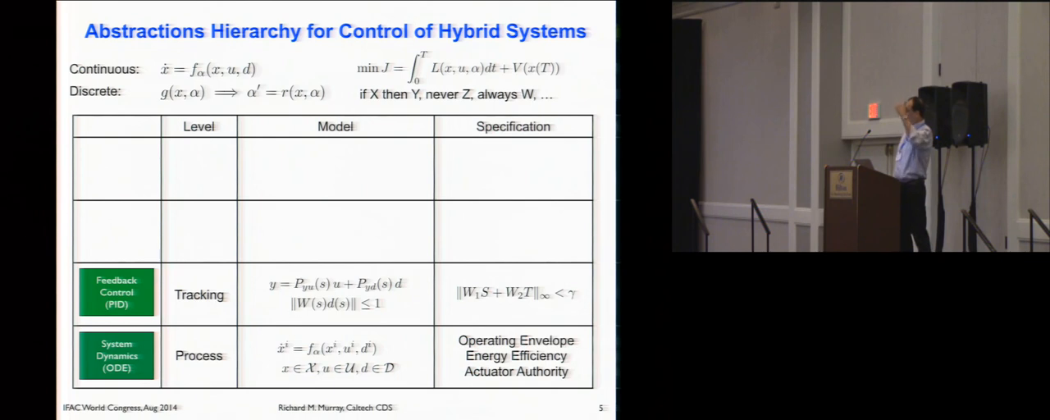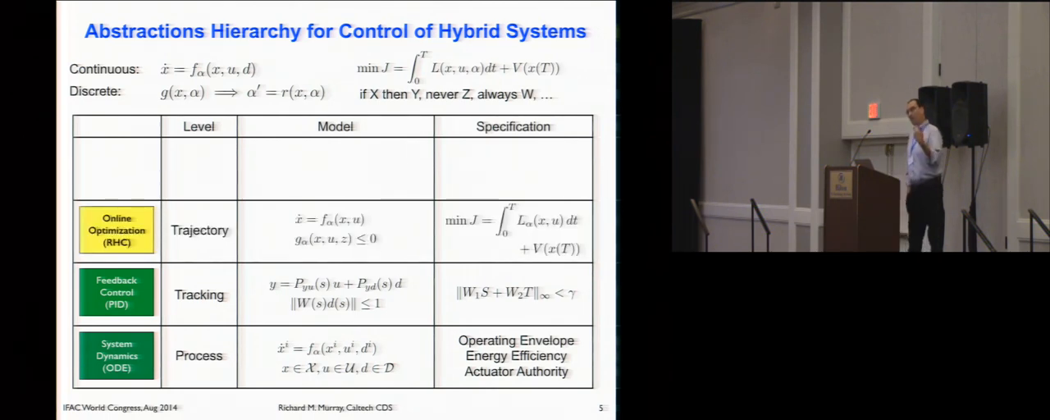Now, in this system, we need to do more than that, right? It's not just hold a constant speed, but actually follow a trajectory or figure out what that trajectory is. And so the next layer of abstraction might be what we'd call the trajectory layer of abstraction. And so here we go back to the nonlinear differential equation, x dot equals f(α, x, u), and I've dropped the d here just for simplicity. And we may have constraints.